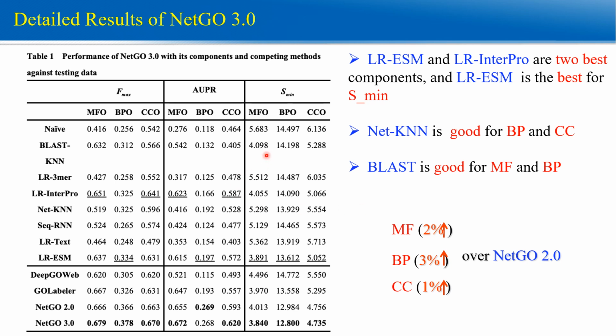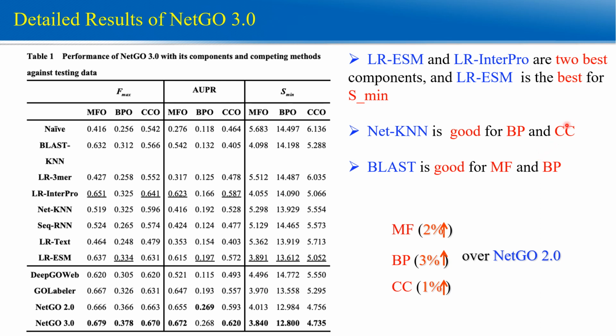We list all methods' performance here and make a more detailed comparison. As shown in this table, NetKN is helpful for biological process ontology, and BLASTKN can provide help for molecular function ontology and cellular component ontology. Here we noticed an interesting phenomenon.